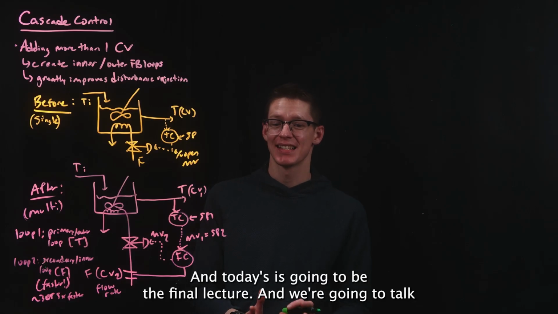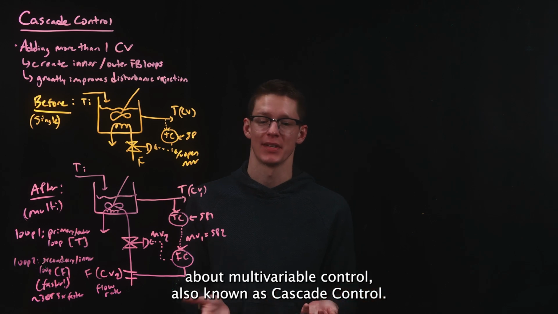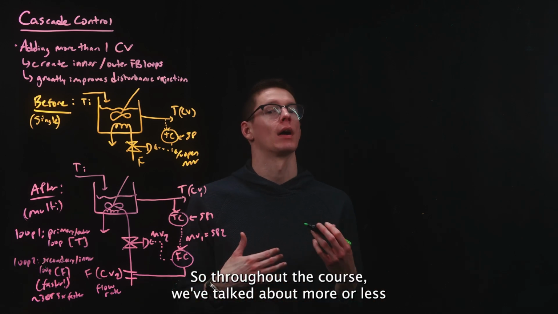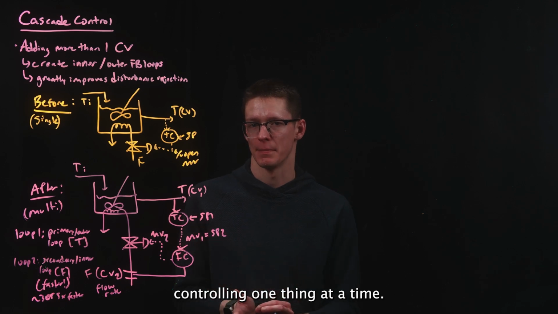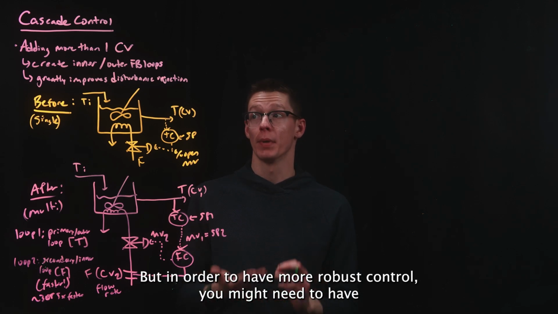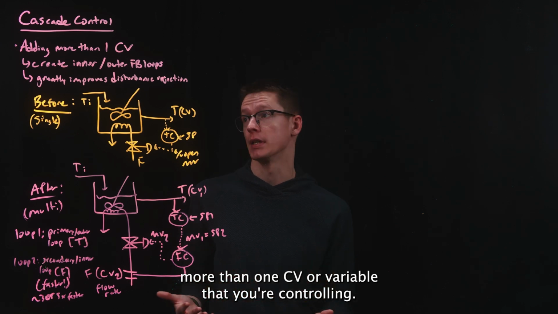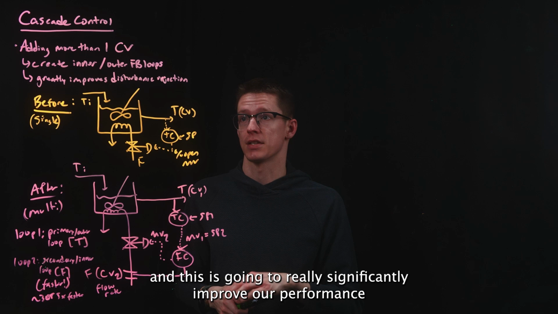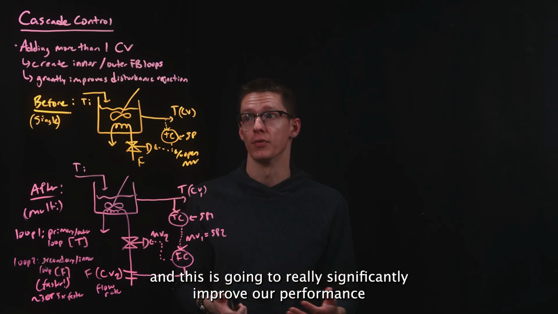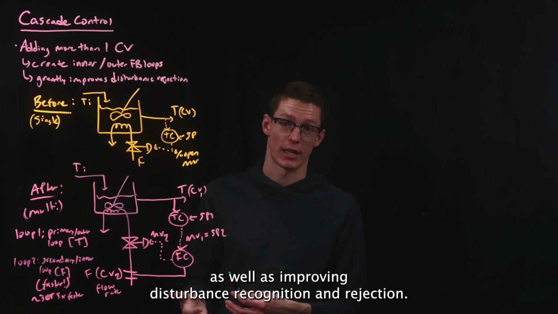Welcome back, and today's going to be the final lecture, and we're going to talk about multivariable control, also known as cascade control. So throughout the course, we've talked about more or less controlling one thing at a time. But in order to have more robust control, you might need to have more than one CV, or variable that you're controlling. So to do this, we're going to build inner and outer feedback loops, and this is going to really significantly improve our performance, as well as improving disturbance recognition and rejection.